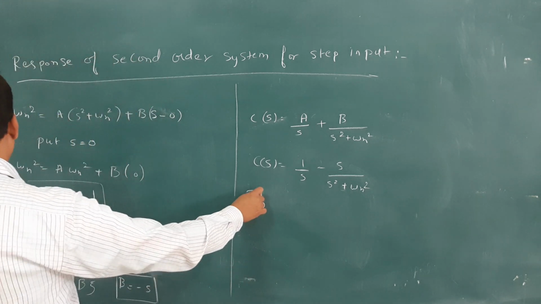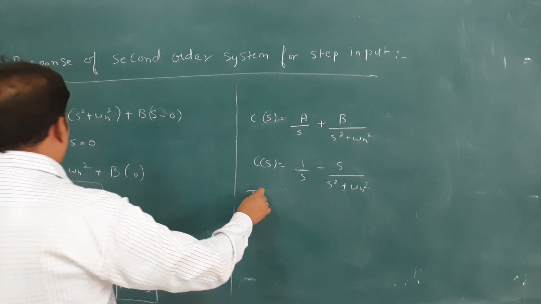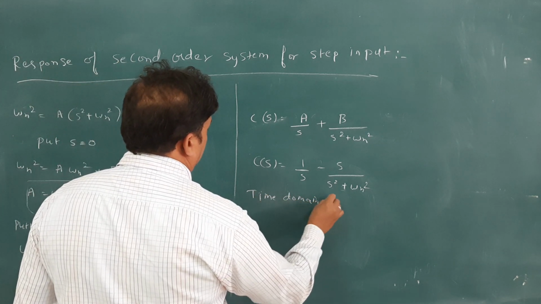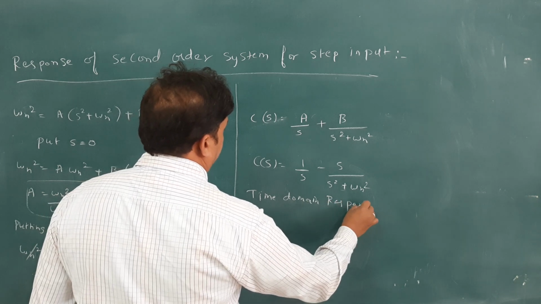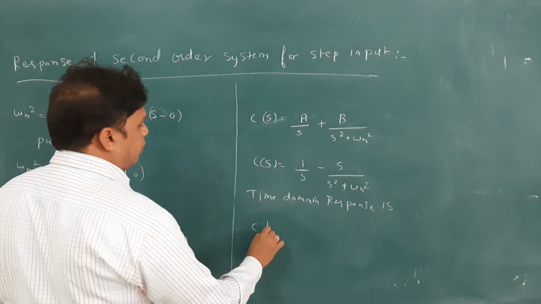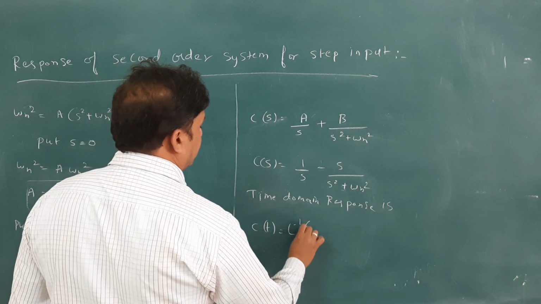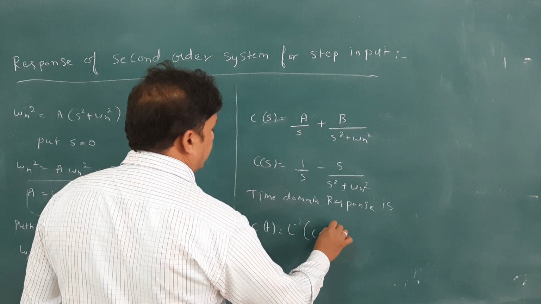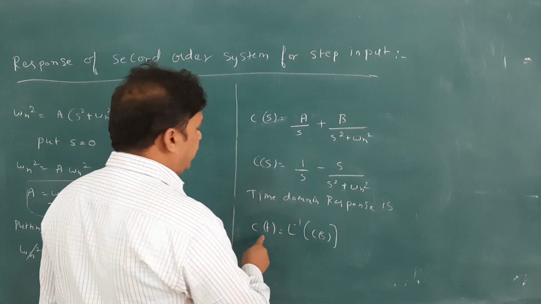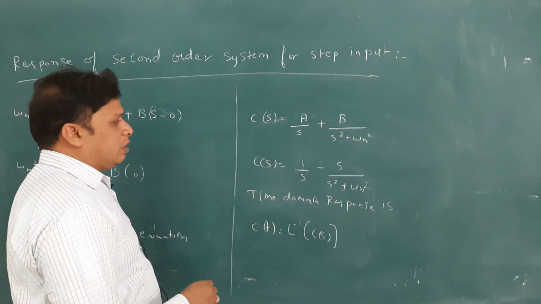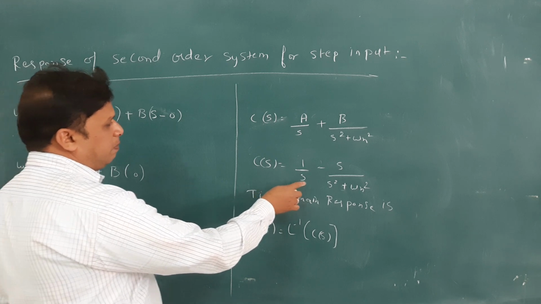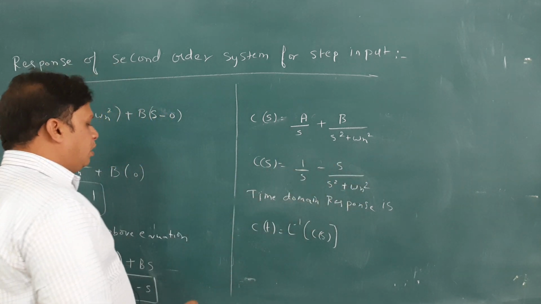In the time domain, the response is C of t equals L inverse of C of s. Now you have to take the inverse Laplace transform of C of s to get C of t in the time domain. Now rewrite this equation and take the inverse Laplace transform of it.